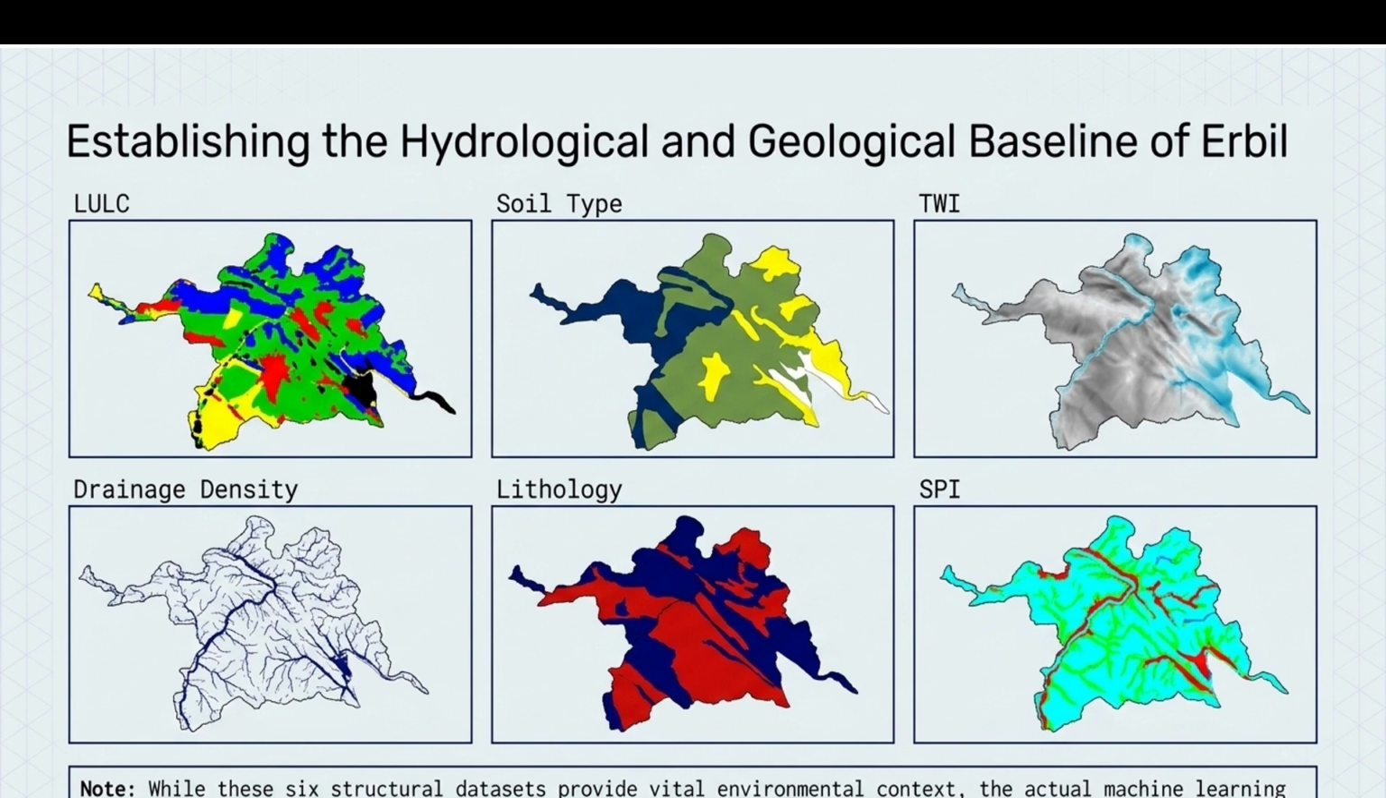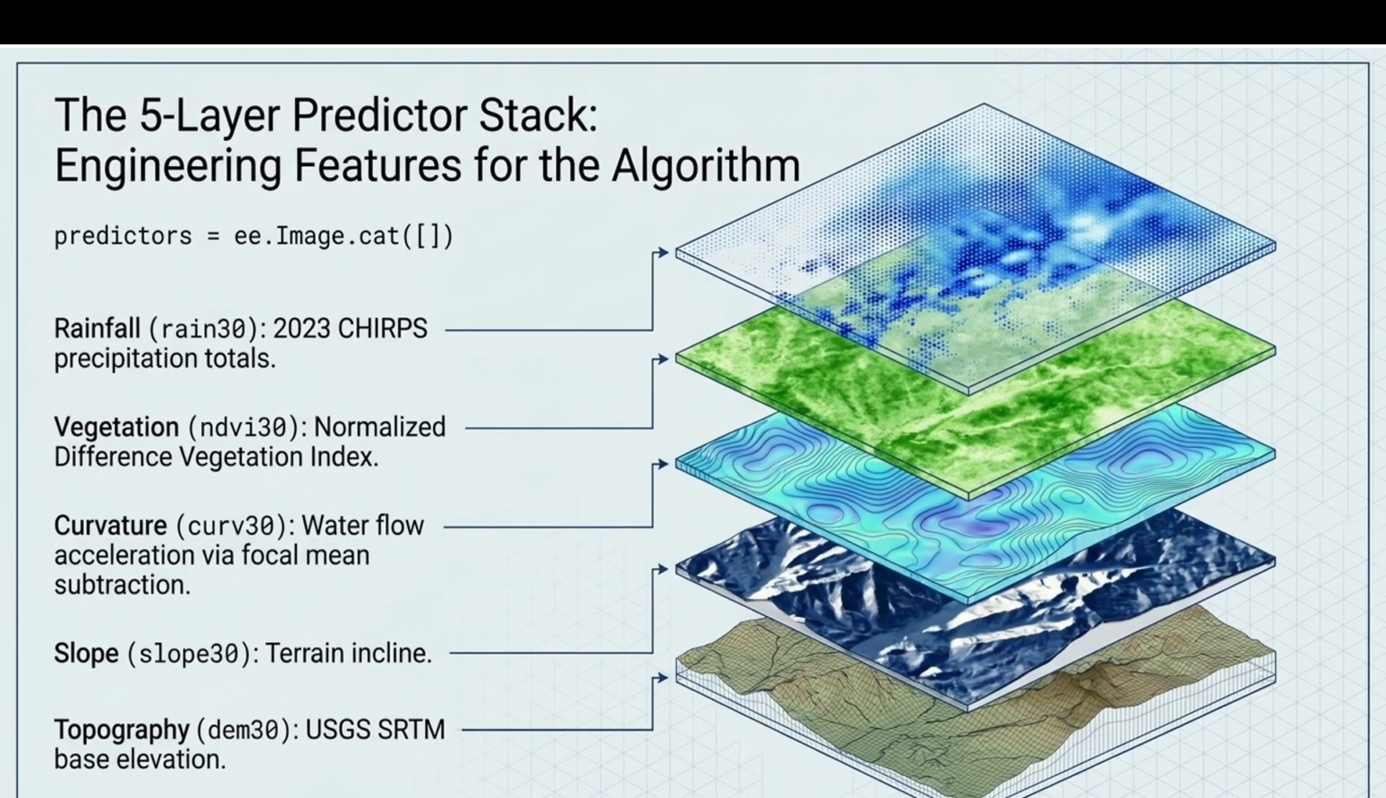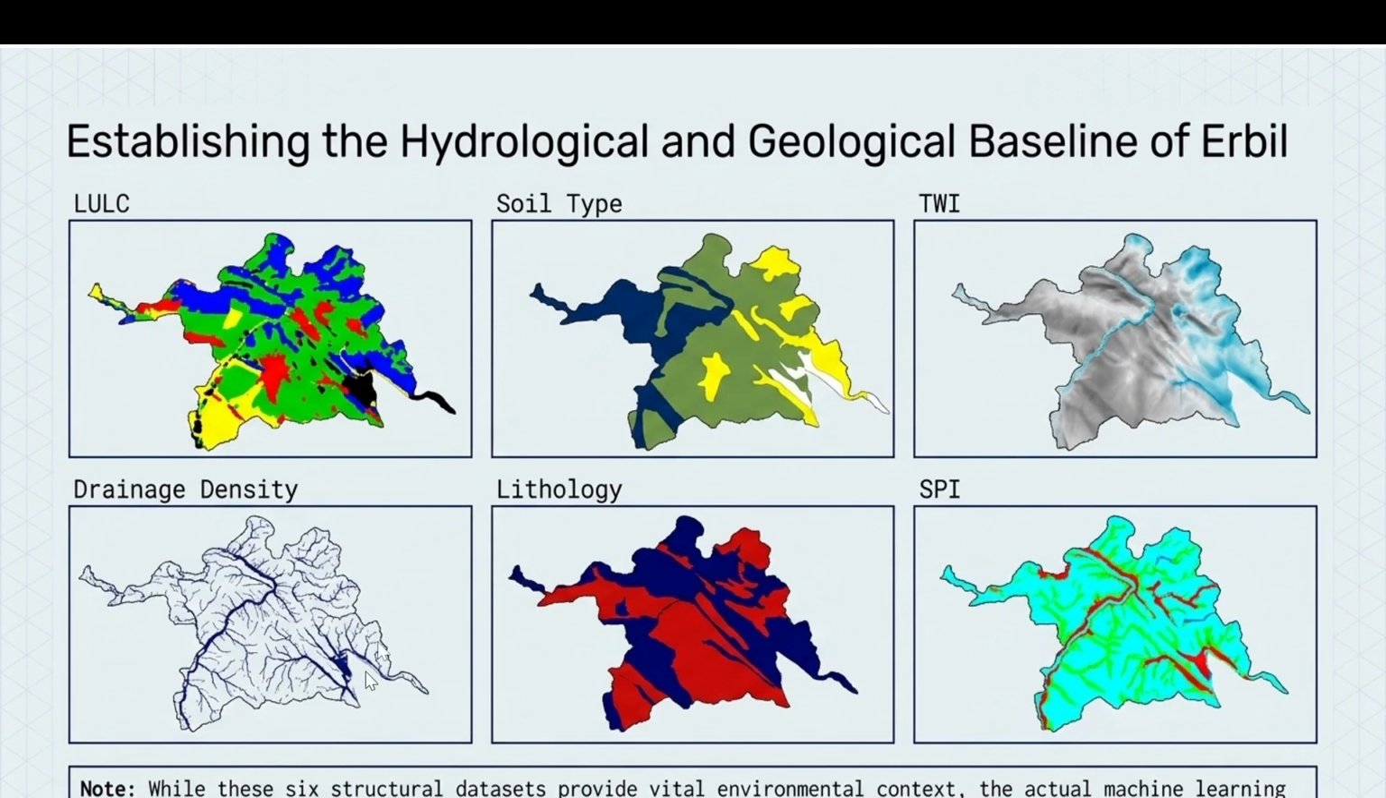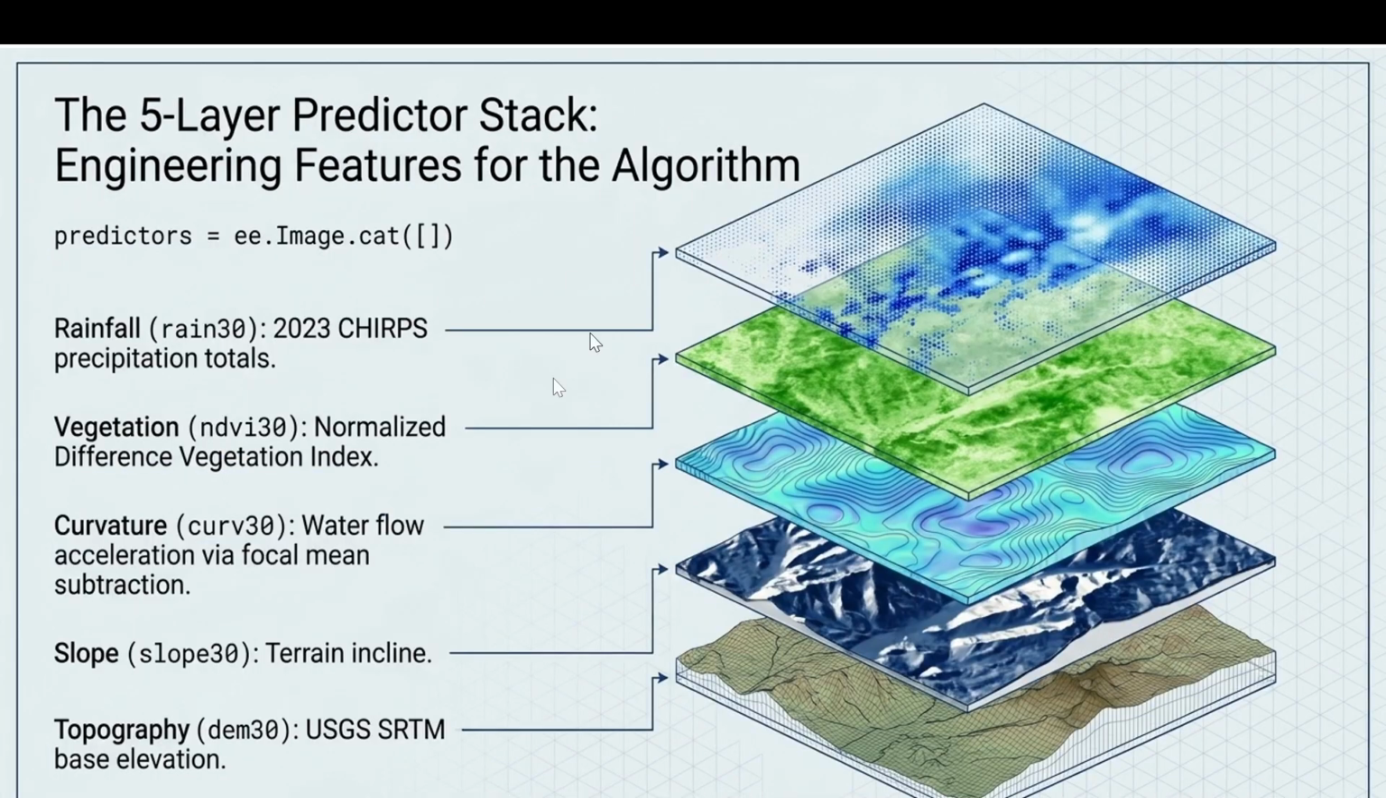You must apply this type of model. You need the land use land cover data, the soil type data, the topographic wetness index data, drainage density data, lithology data, and also the stream power index data. Okay. We also need rainfall data. We need the vegetation data, curvature data, slope data, and also topography data. Okay. We also need this type of data.